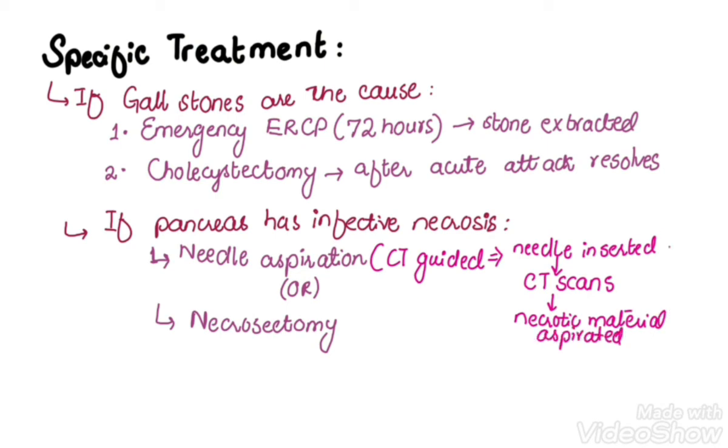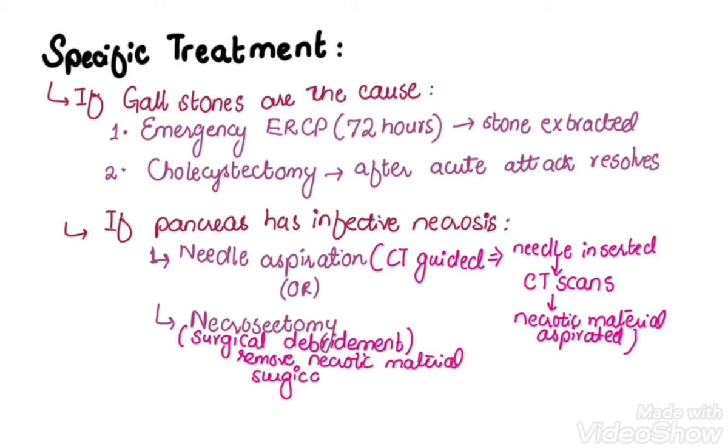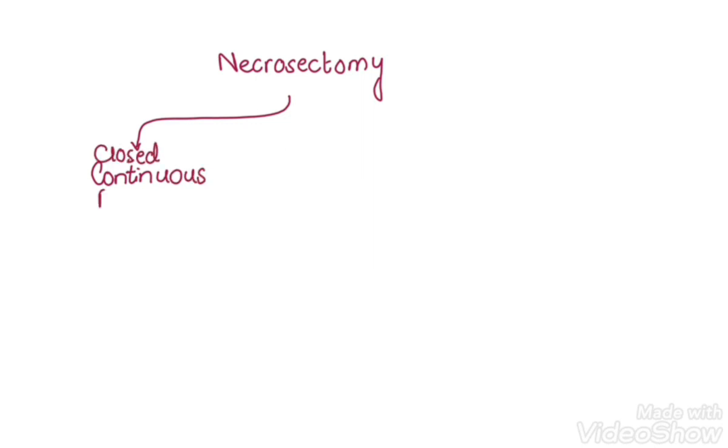In necrosectomy, which is basically a surgical debridement of the necrotic material of the pancreas, we perform an abdominal incision and approach the pancreas. Then we remove all the necrotic material and close the incision. Necrosectomy has further two types. Necrosectomy is either performed through closed continuous drainage or closure and relaparotomy.